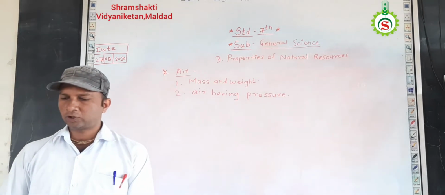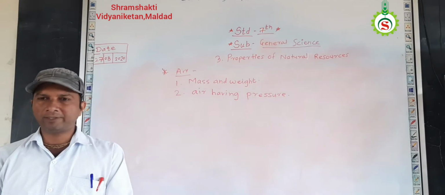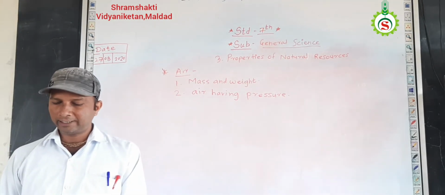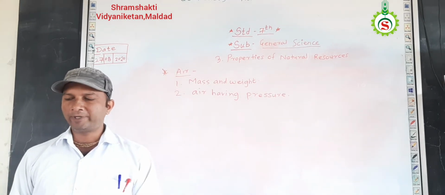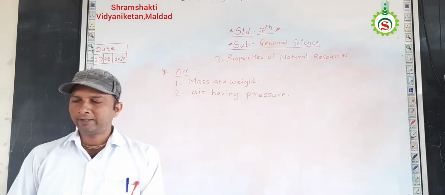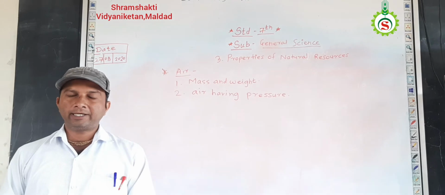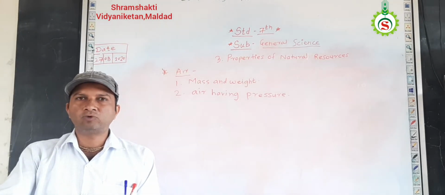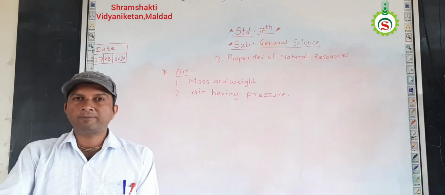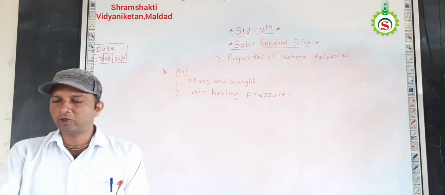One question is given on page number 17. Is there any atmospheric pressure on the moon? What is the answer? Obviously the answer is no. Why? Because air is not present on the moon and there are no gases on the moon. Therefore, no atmospheric pressure is possible on the moon.